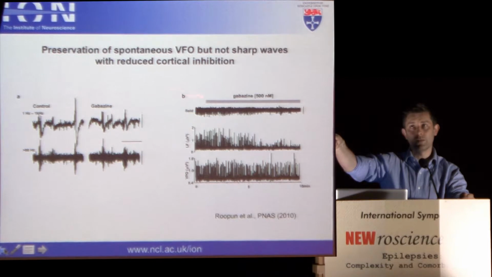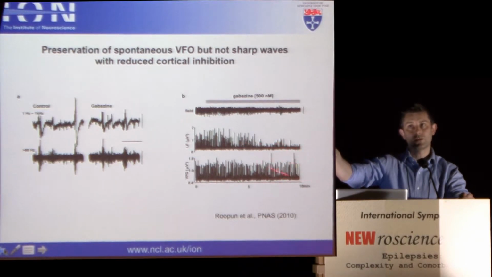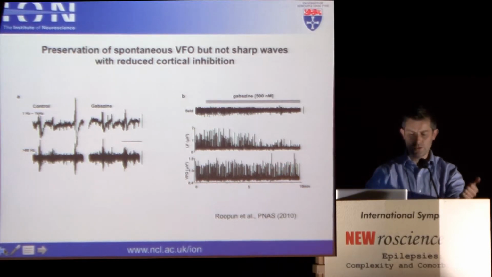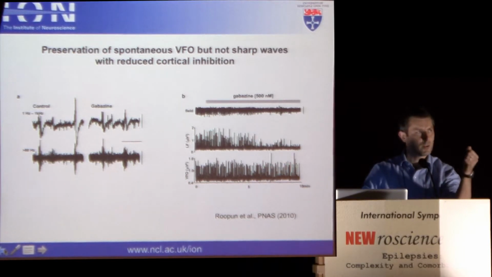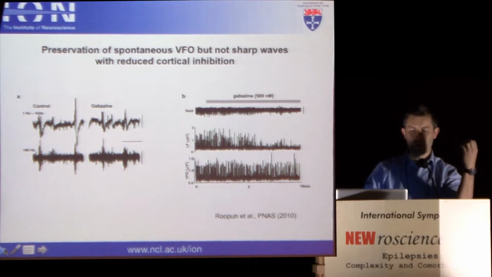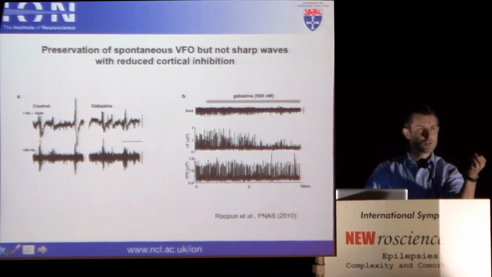This is probably better demonstrated in panel B, where we've got a slow time course recording, and you can see the wash-on of gabazine, and then we've plotted either the low-frequency events, which are the sharp waves, which you can see clearly get abolished as the gabazine washes into the chamber, whereas the high-frequency oscillations are still present. And so what this suggests is that spontaneous, very fast oscillations are preserved with reduced cortical GABA-A-mediated inhibition.